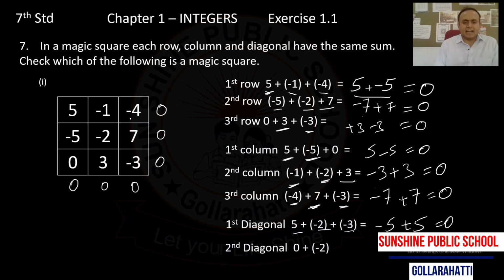Let us add the second diagonal. Minus 4, minus 2, 0. So minus 4 minus 2. Add these two. Minus 4 minus 2 gives minus 6. Plus 0 gives also minus 6 only. Therefore, you got the difference.